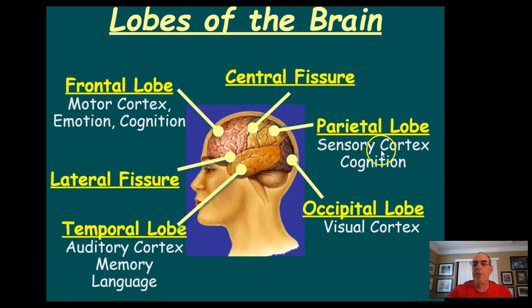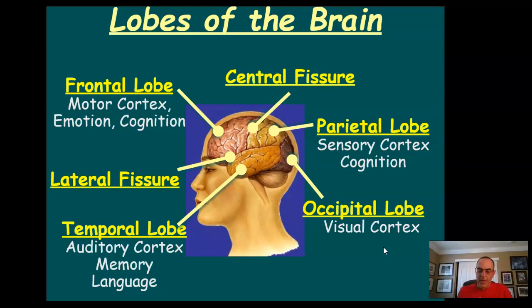On top of the brain, we have the parietal lobe. This is where the primary sensory cortex is going to be located. And in a minute, I'll show you a picture of both the motor and the sensory cortexes. In the back of the brain, we have the visual cortex. This is where we process visual information.